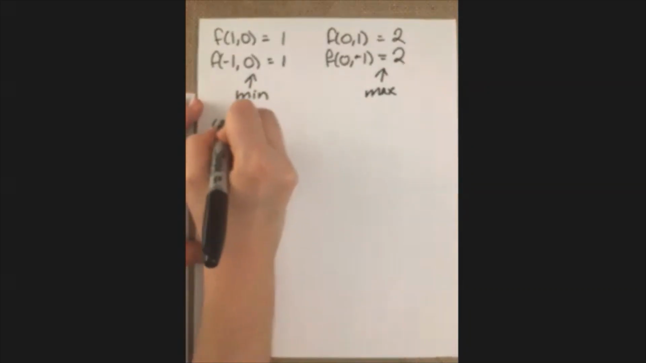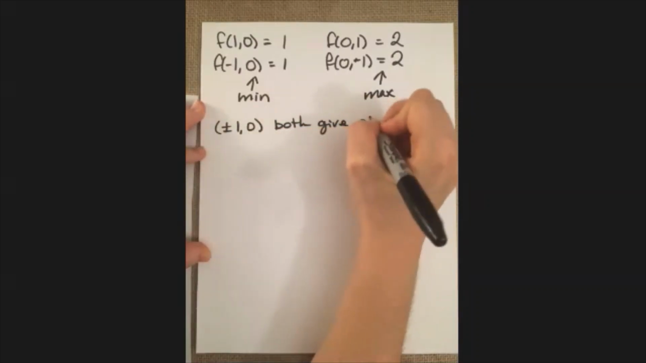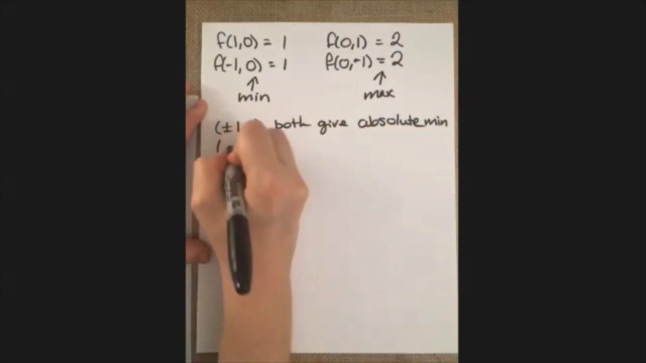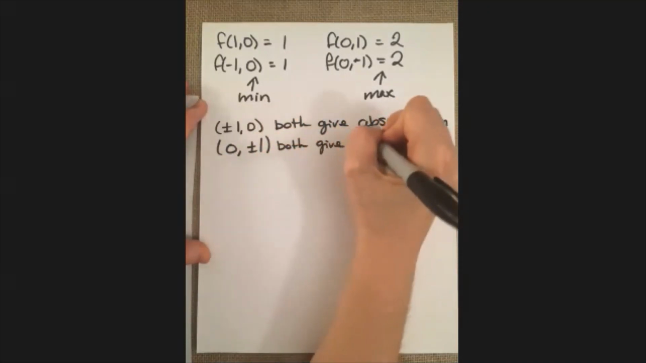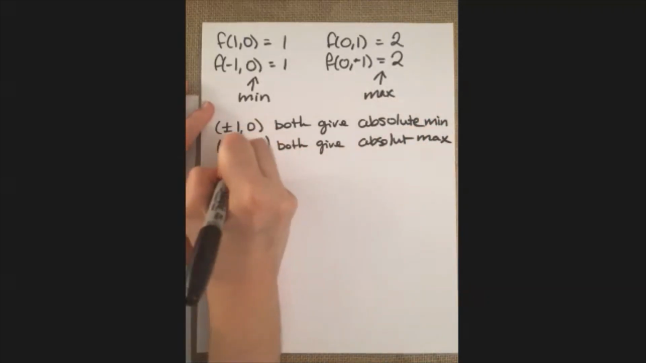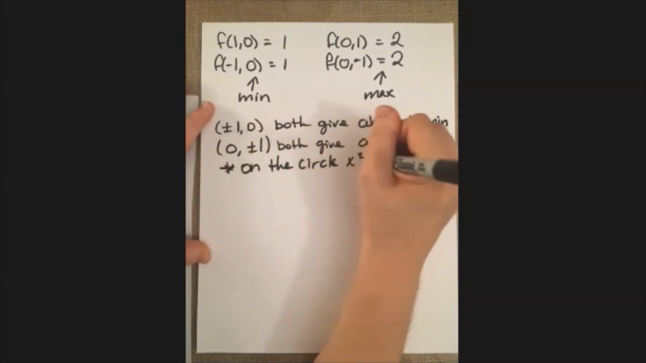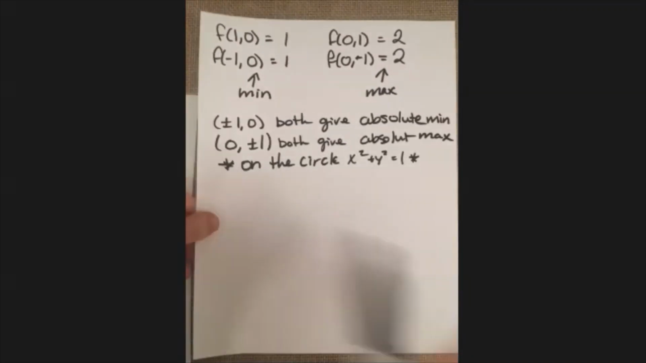So (±1, 0) both give absolute minimums or minima, and then (0, ±1) both give absolute maximum. And it's very important that this is on the circle x squared plus y squared equals 1. The constraint plays a very, very important role in this. And we'll see why in just a second. But yeah, that's pretty much it to using Lagrange multipliers.